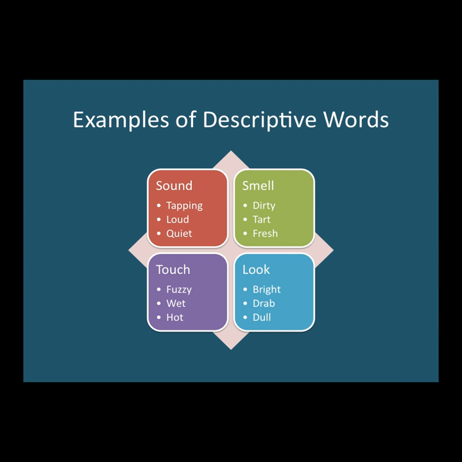Some examples of descriptive words that you can use for sound include tapping, quiet, loud. And when describing what something smells like, you can use words such as dirty, tart, and fresh. You can describe how something feels by saying it's fuzzy, wet, hot. When describing what something looks like, you can use words like bright, drab, and dull.